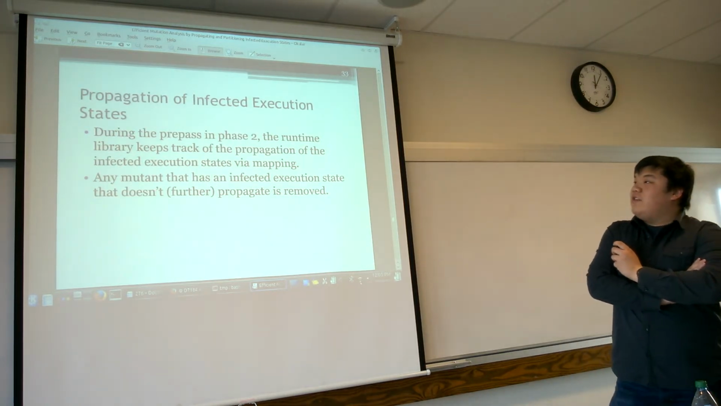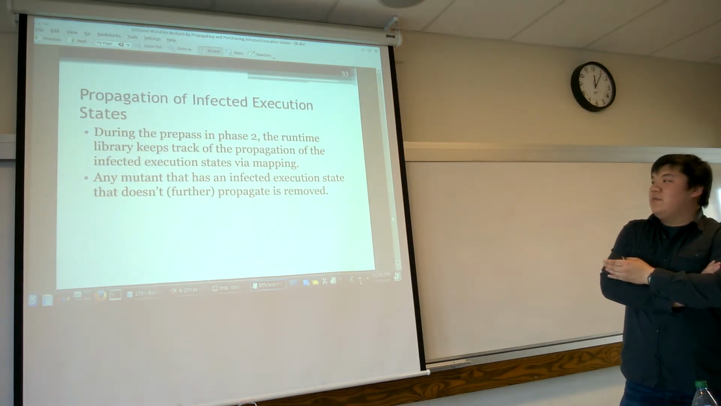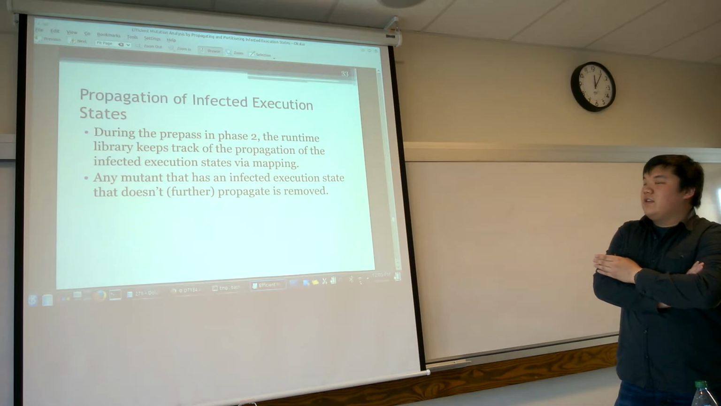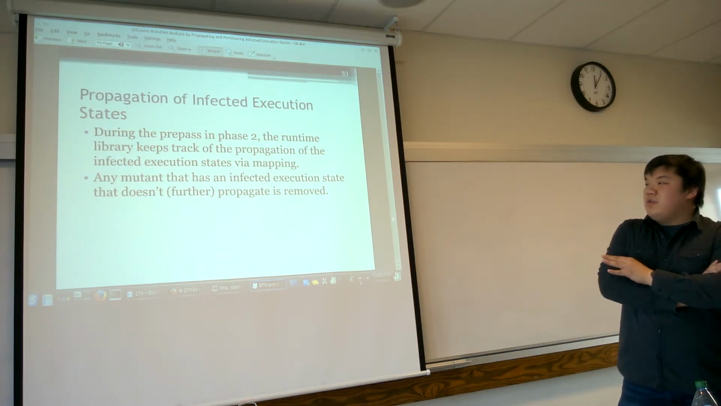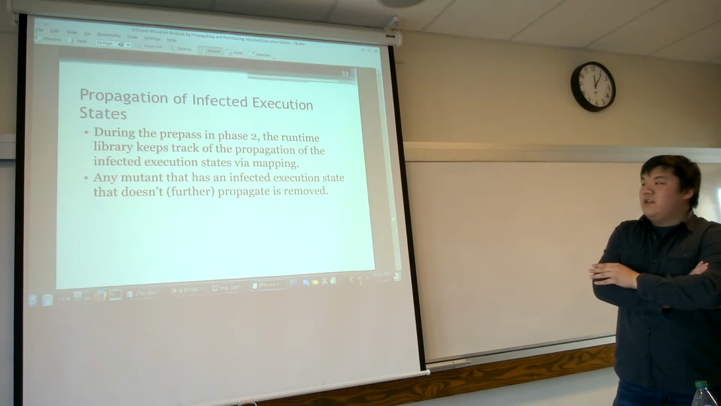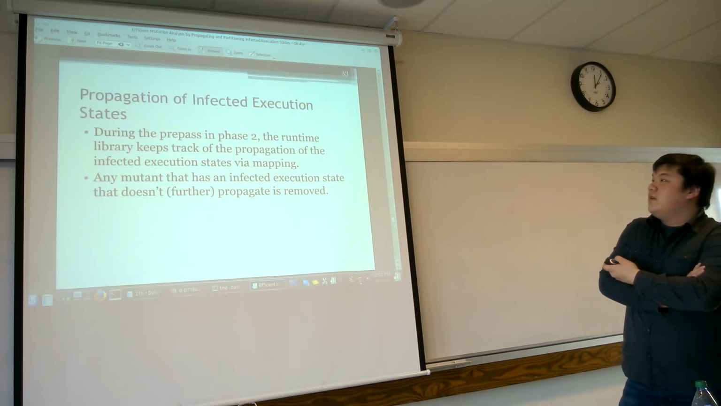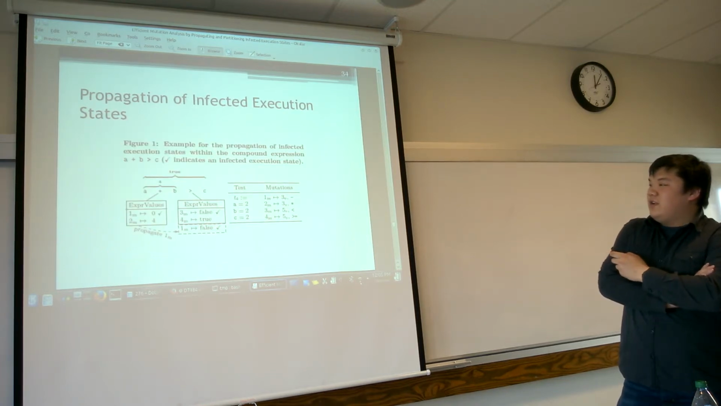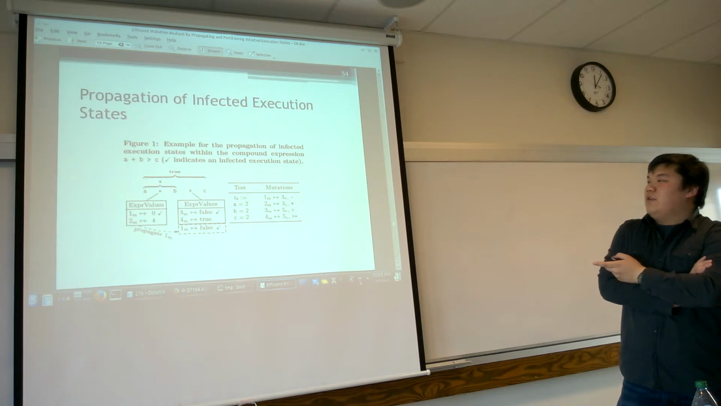And then propagation. During the prepass in phase 2, the runtime library also keeps track of the propagation of the infected execution state using mapping. Any mutant that has an infected execution state that doesn't propagate any further is removed from the mapping, so we don't need to run it later. And this is just the example they give in terms of the propagation, and whether it goes down in the next state and how it does.